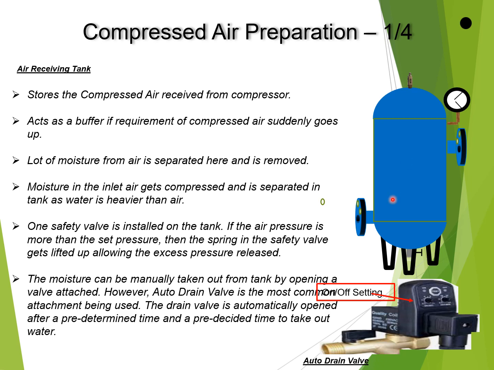The moisture in the tank is collected at the bottom. You can see the valve here. In a manual valve, we need to operate this valve to take out the moisture collected in the tank. But now most of the industries are installing auto drain valve, where you set the time and the moisture is taken out from this tank at the fixed frequency.